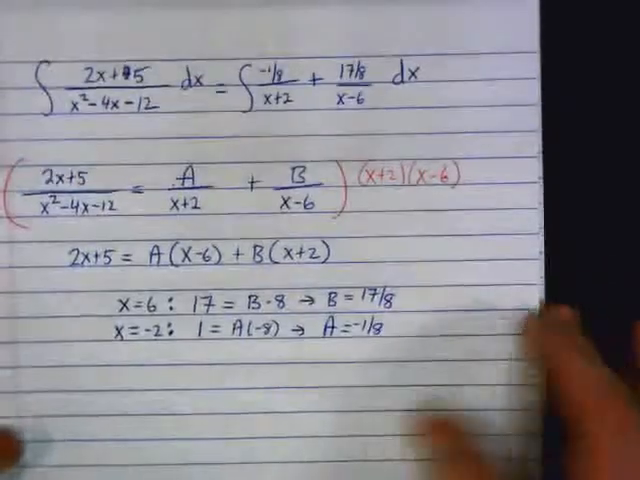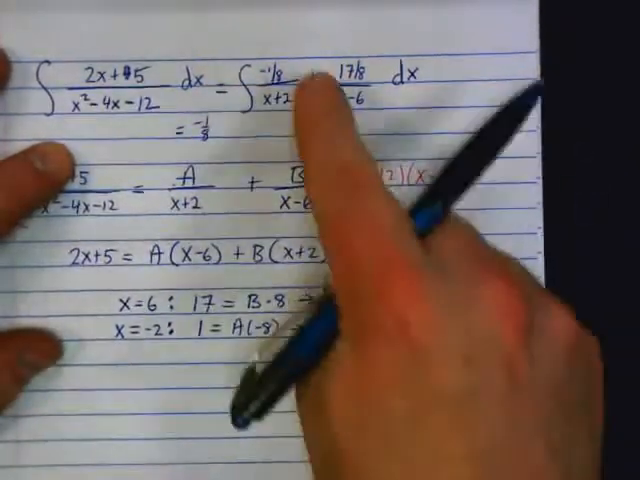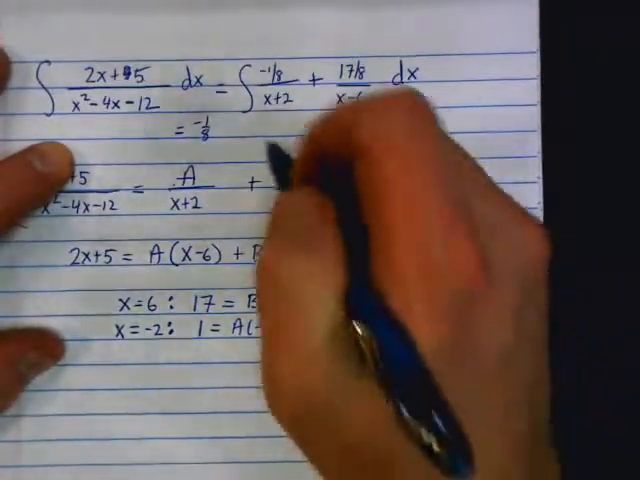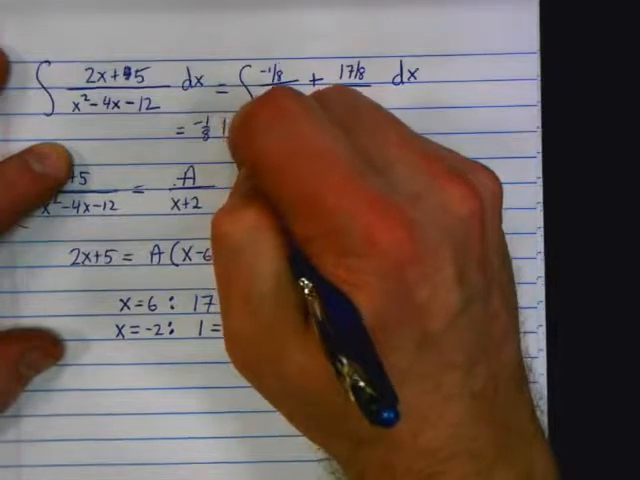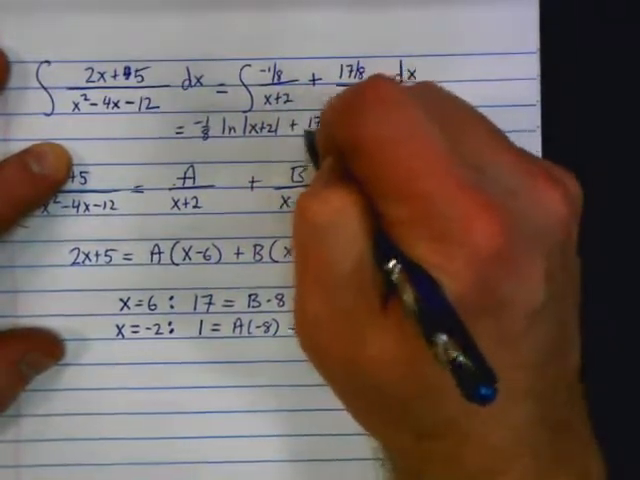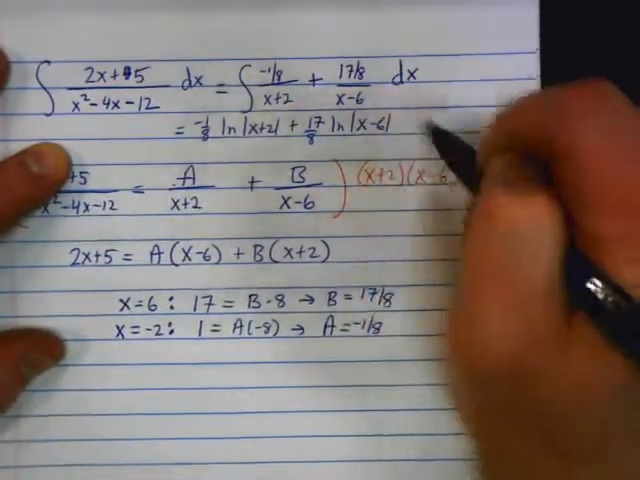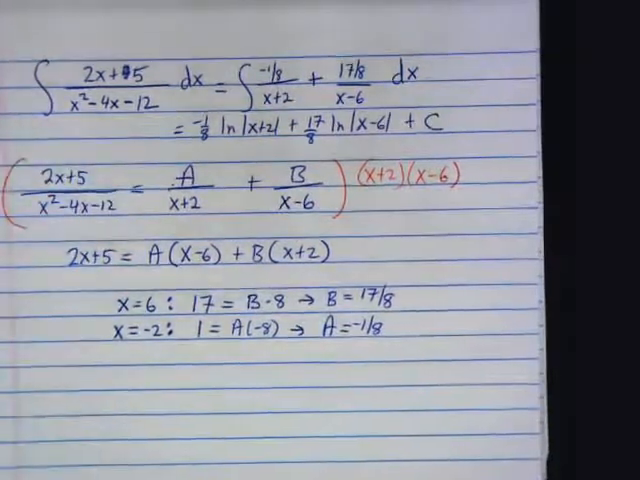All right, so now we do some calculus. This is negative 1/8. What's the integral of 1 over x plus 2? ln absolute x plus 2 plus 17/8 ln of x minus 6 plus c.